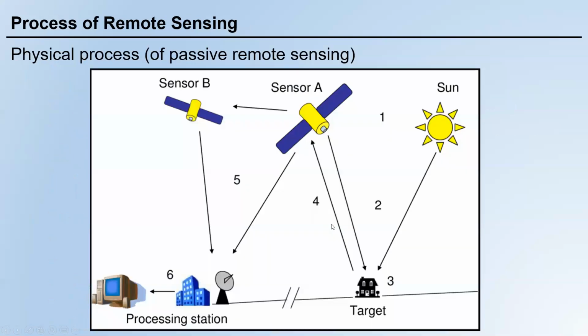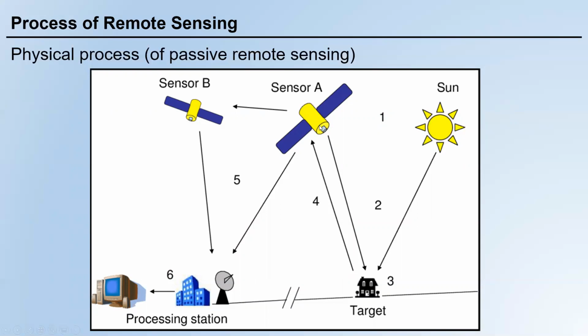Okay. So this is the general physical process of passive remote sensing, because here the sun is the energy source. At the very beginning, the sun emits EMR, electromagnetic radiation, right? And it travels to the Earth and gets reflected by the object you are interested in, right? And then the reflected energy is collected by this sensor. This sensor is looking at this object. So the energy reflected by this object can be collected by this sensor.